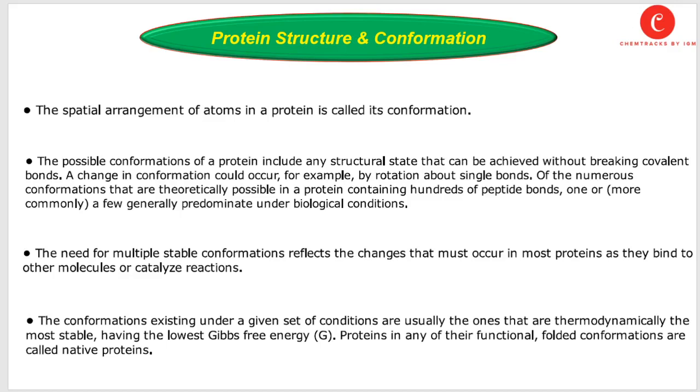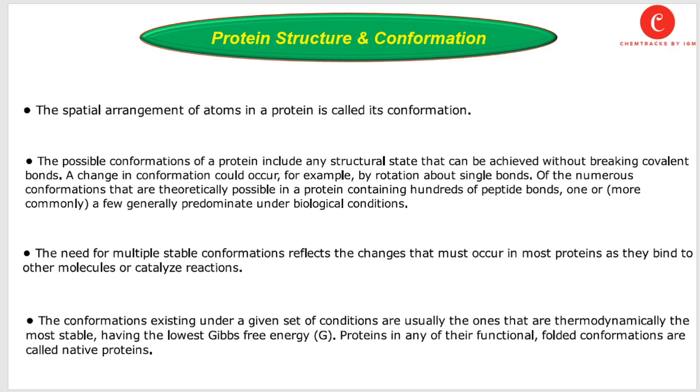Today I am going to tell you about protein structure and conformation. Basically, the spatial arrangement of atoms in a protein is called its conformation. The possible conformations of a protein include any structural state that can be achieved without breaking covalent bonds. A change in conformation could occur, for example, by rotation about single bonds.